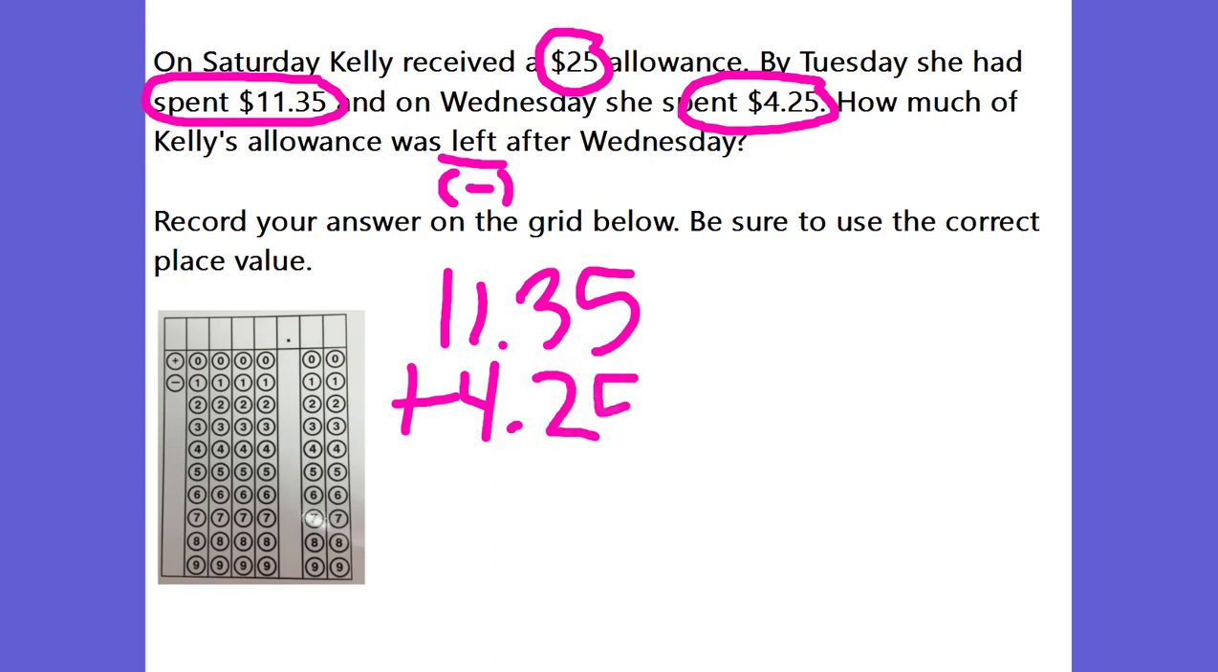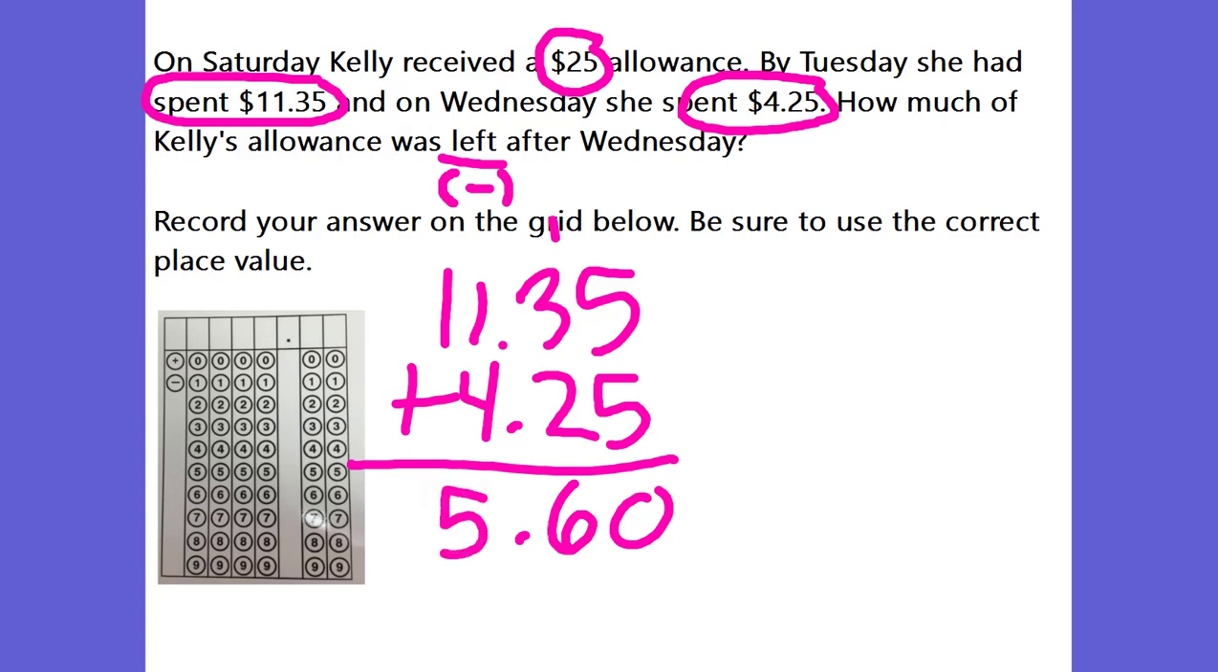I know with decimals I need to remember to line them up. 5 plus 5 is 10. 3 plus 2 plus 1 is 6. Lining up my decimals. 1 plus 4 is 5, and 1 plus nothing is 1. So that's 15.60. Now some of you might think this is your final answer, but this is just what she has spent. Now I need to go ahead and subtract it, and I'm going to be subtracting it from her $25.